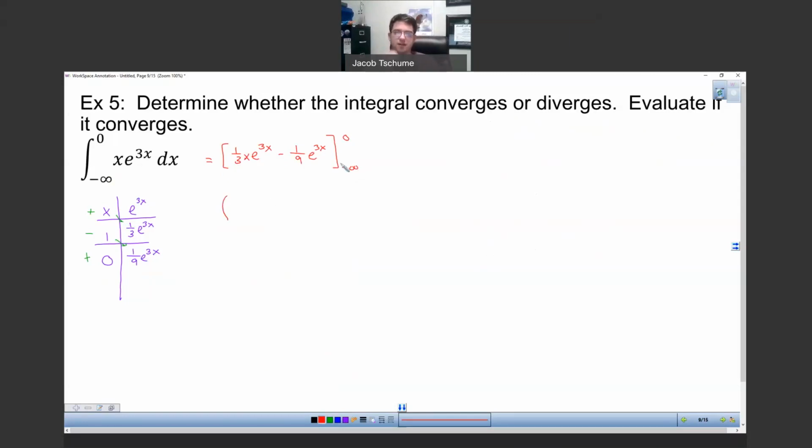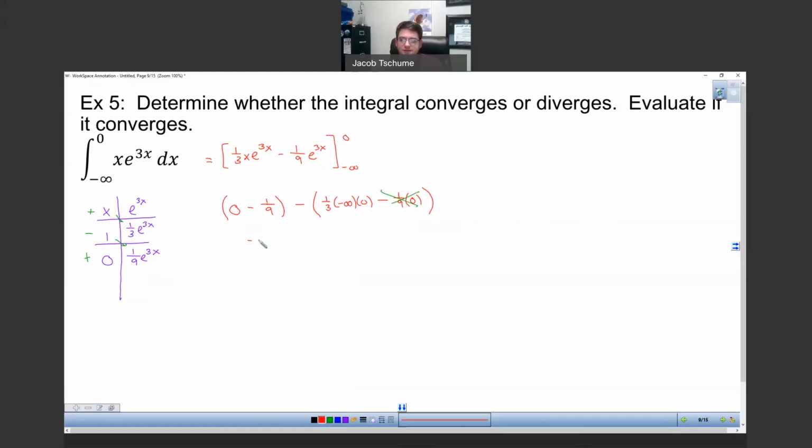If you plug 0 into both of these, you will end up getting 0 minus 1/9, minus, if you plug negative infinity in, this is the tricky part, because you're going to get 1/3 times negative infinity, but e to the negative infinity is actually going to be 0. That's not good. We'll fix that in just a second. Minus 1/9 times e to the negative infinity is 0. So in the end, this term's not actually here.